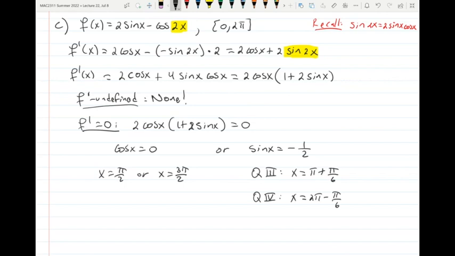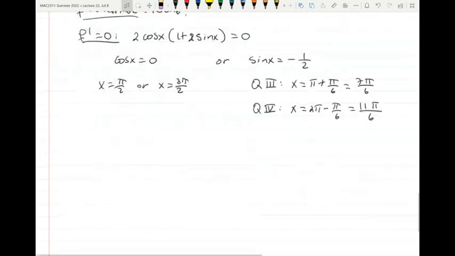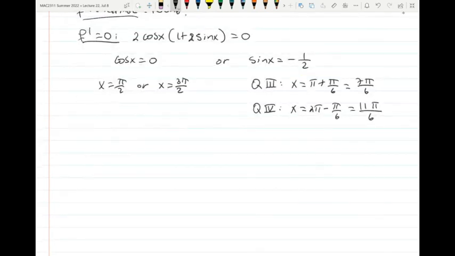So no coterminals here. You don't have to do plus 2k pi, nothing like that, because we are restricting ourselves to the interval from 0 to 2 pi. Okay, so this would be 7 pi over 6, and then 11 pi over 6. Okay, so we found ourselves 4 candidates. So 4 critical numbers, and then of course together with the endpoints. So let's put it here.